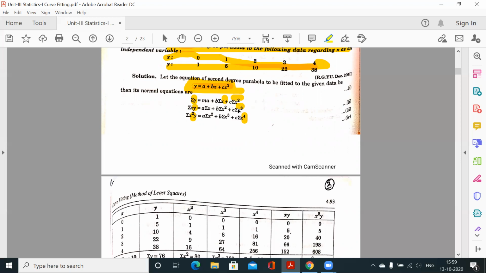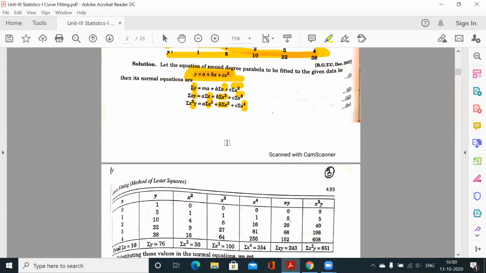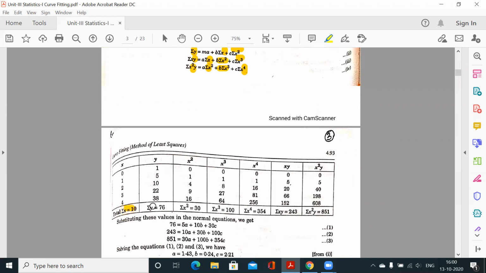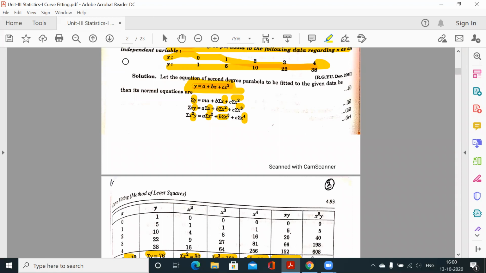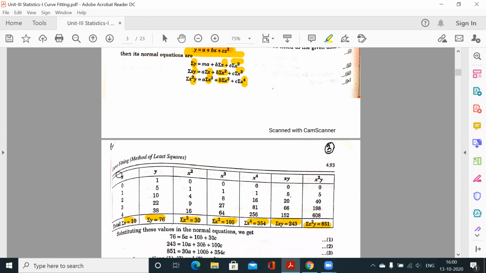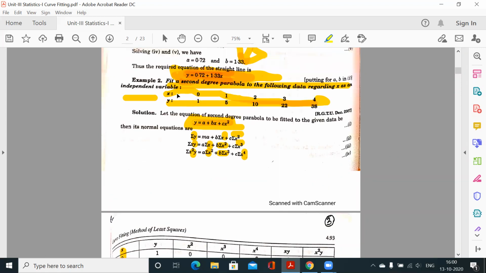Summation y, summation x square, x cube, x4, xy, x square y. Summation x is the same, summation x square is the same, summation x cube is the same. So there are seven different summations: summation x, summation y, summation x square, summation x cube, summation x4, summation xy, and summation x square y. These seven summations we have to use. Using the given data points, these values, we can get these summations. The x values are 0, 1, 2, 3, 4.